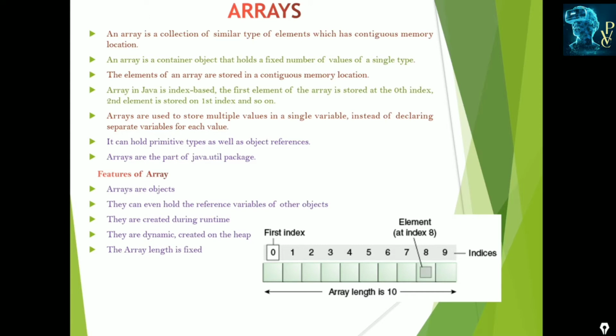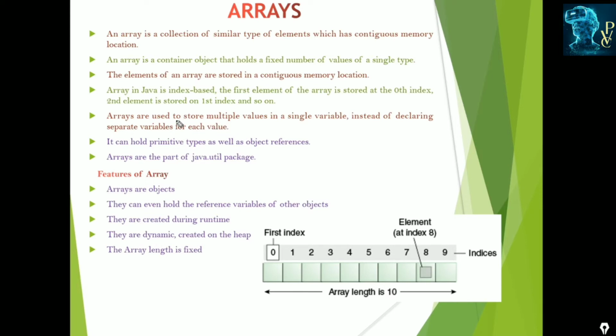Okay, and arrays in Java are index based. The first element in the array is stored at the 0th index, the second element is at the first index, the third element at the second index, like that. The nth element is stored at the n-1th index. So the array indexes always start with 0, and if the array size is n, indexes up to n-1 are used to store the elements of the array.